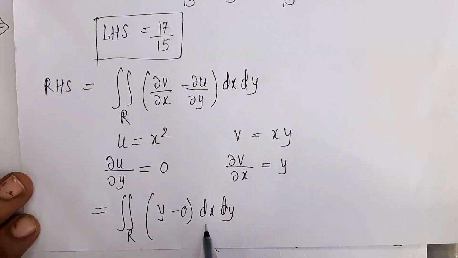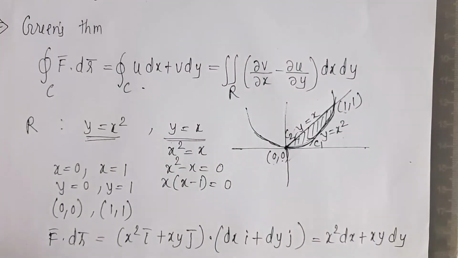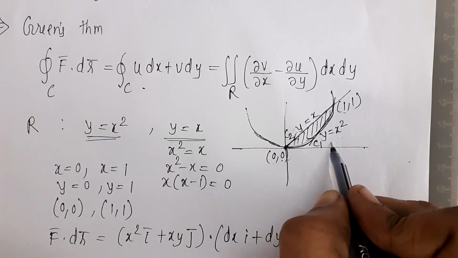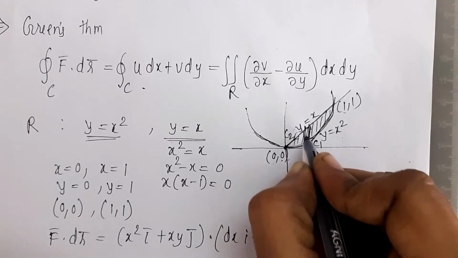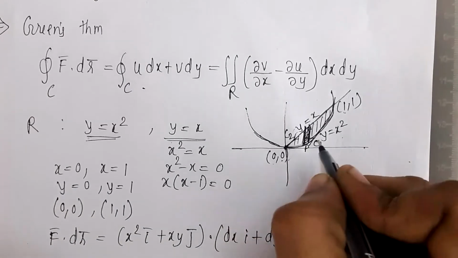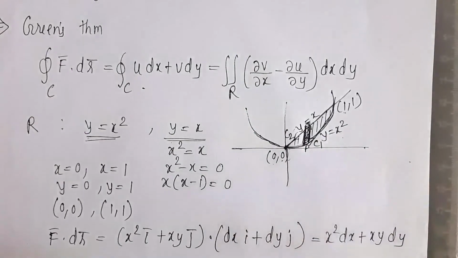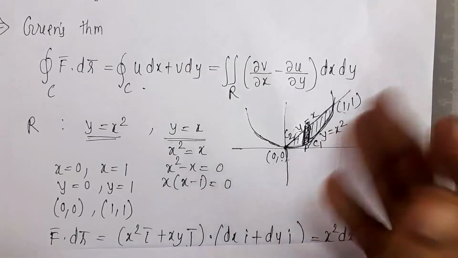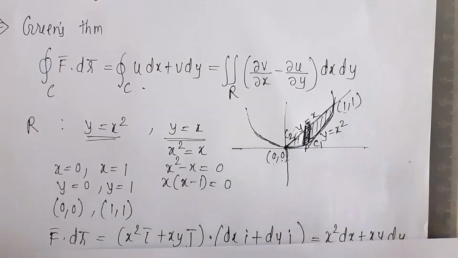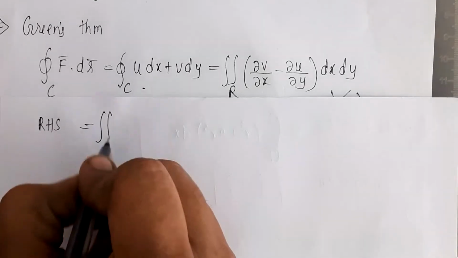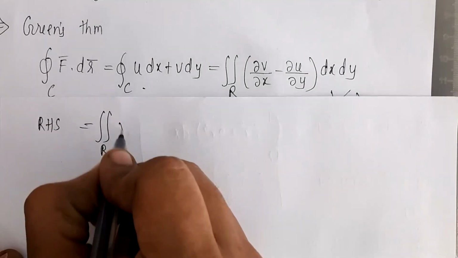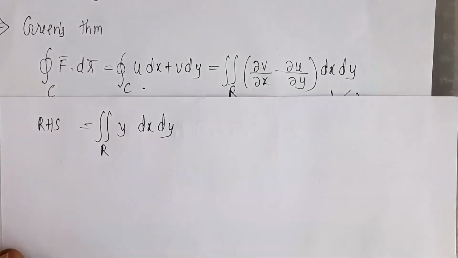Now see, here we have dx and dy and a double integral remaining. So we want the limit for x as well as the limit for y. So what is our region of integration here? To find the limits for x and y, we have to consider one strip. If we consider one strip, the lower point is P and the upper point is Q. Now the strip is parallel to the y-axis, so we get the y limit first and the x limit will be constant. So RHS is our double integral over R of y dx dy.